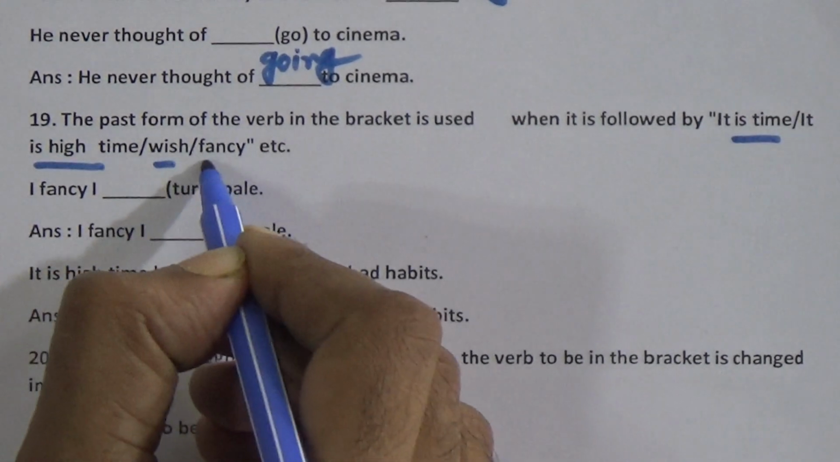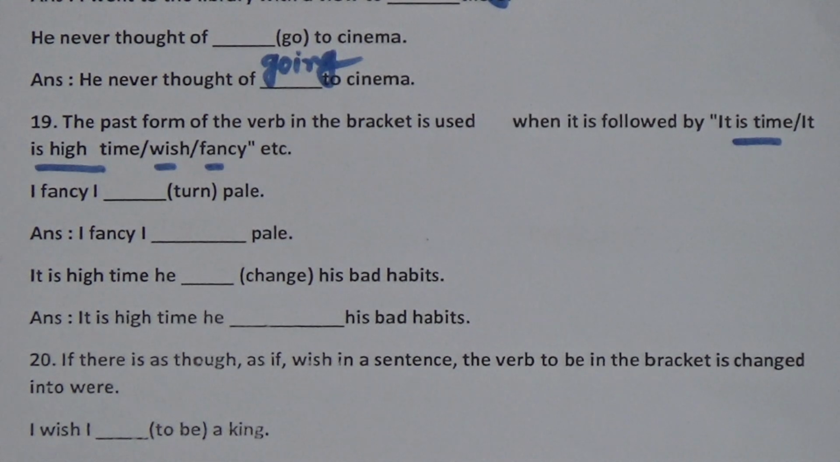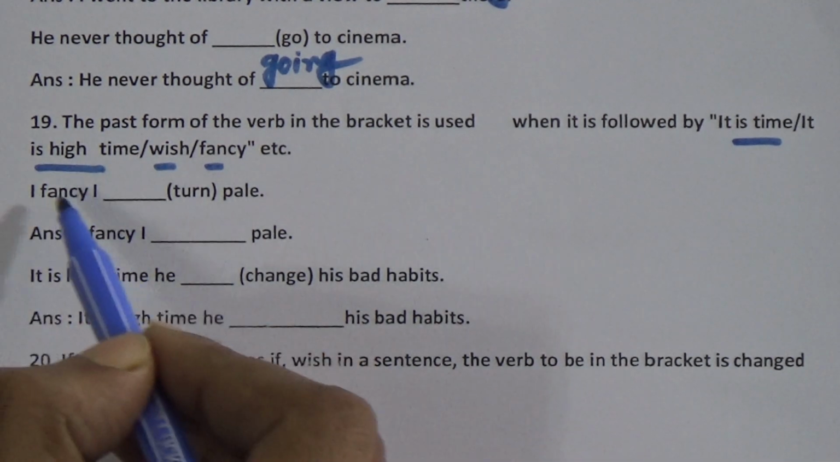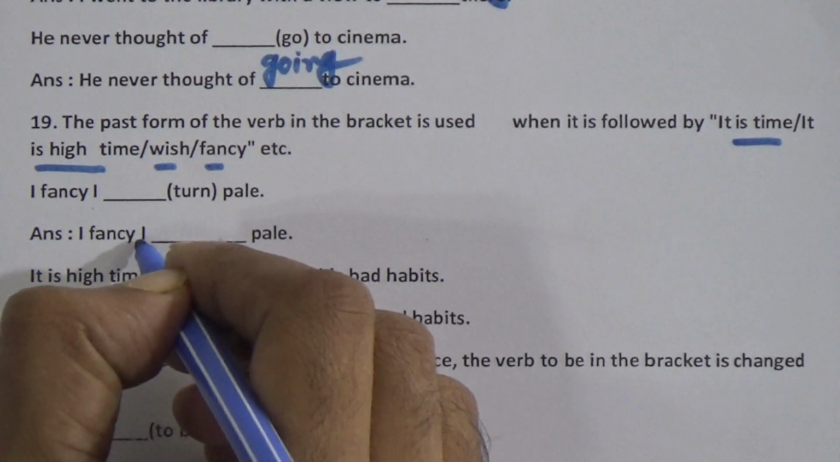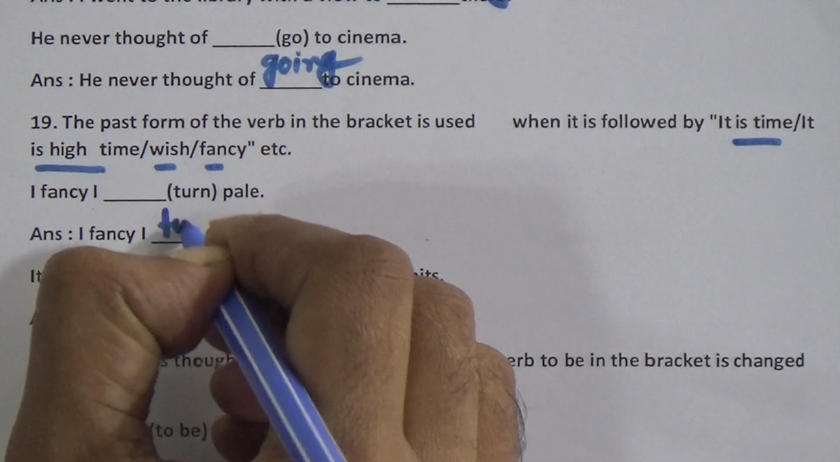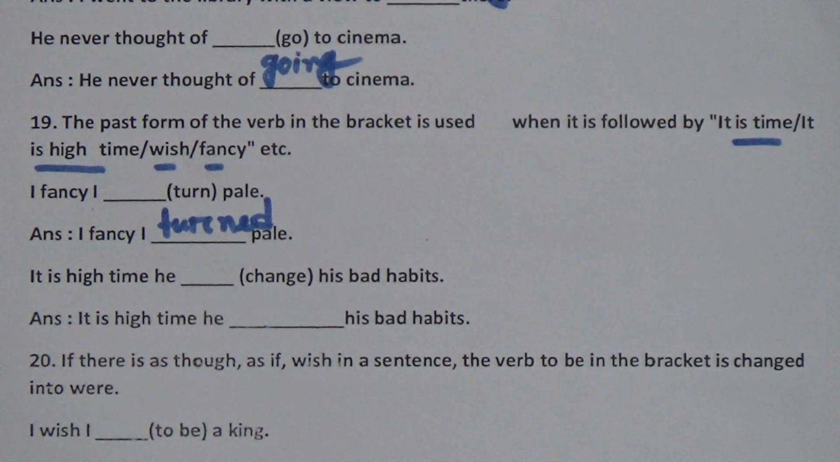Rule number 19: the past form of the verb in the bracket is used when it is followed by "it is time", "it is high time", "wish", "fancy". If you find in any sentence "it is time", "it is high time", "wish" or "fancy", you will use the past form of the verb in the bracket. So: I fancy, I turned pale. The answer is "I fancy, I turned pale." We know the past form of turn is turned.